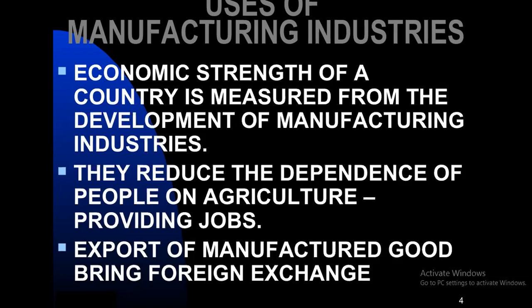Then comes, they reduce the dependence of people on agriculture and they provide jobs. Yes, agriculture also gives jobs, employment is there, but 10 to 15 people are not engaged in the agriculture farm together from one house. There may be only need of 3 to 4 people over there. Then where will the remaining people be? They can find jobs in manufacturing industries. So manufacturing industries also help in employment.